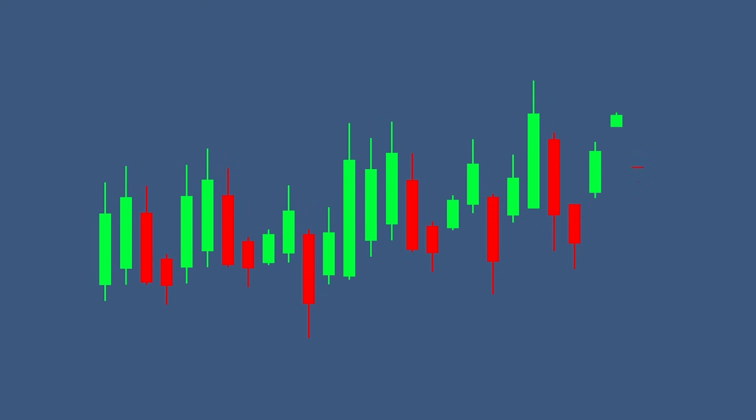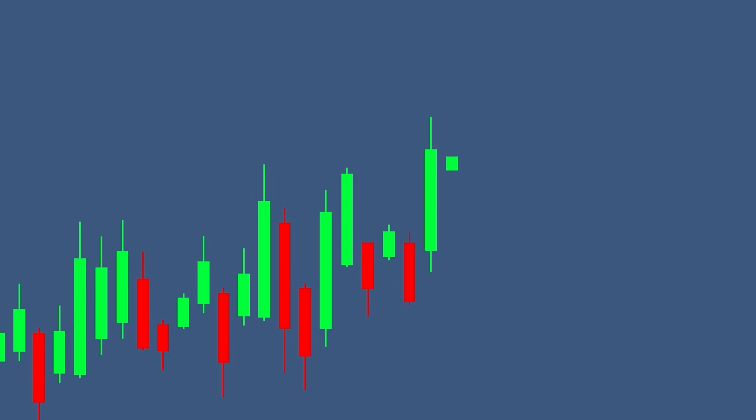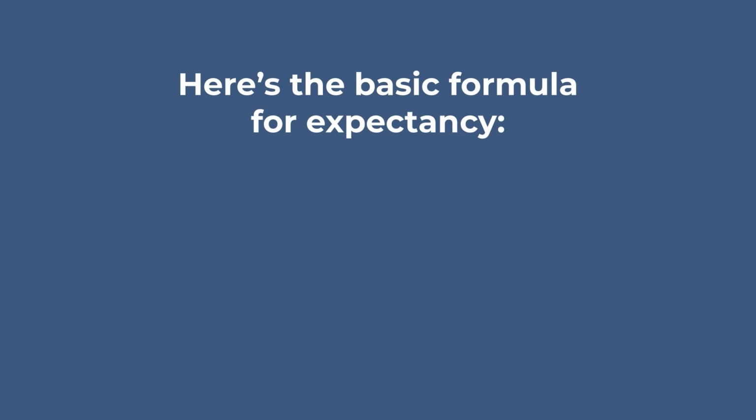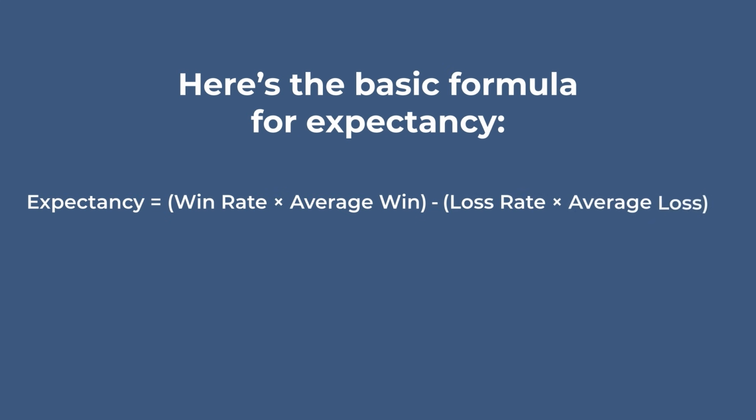Expectancy is the cornerstone of any successful trading strategy. It's the formula that tells you how much you can expect to make or lose on average per trade over a series of trades. Here's the basic formula for expectancy. Expectancy equals win rate times average win minus loss rate times average loss.